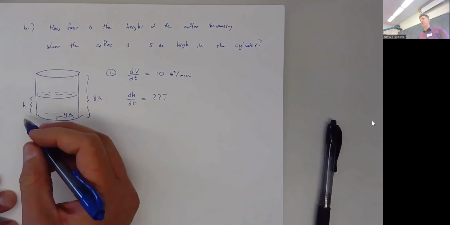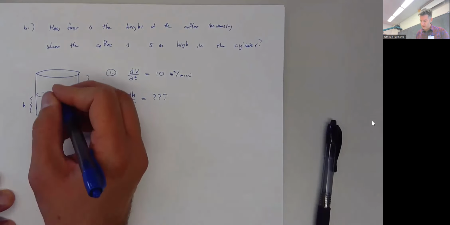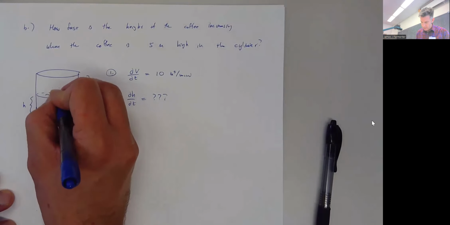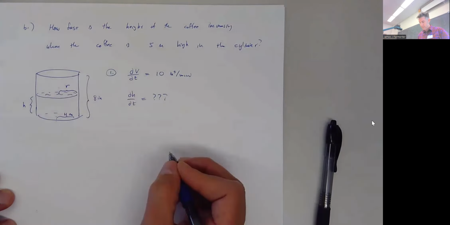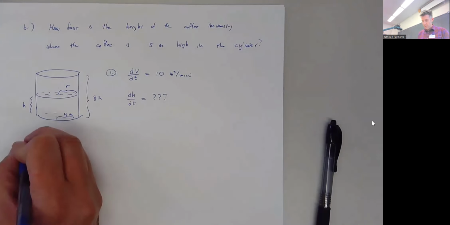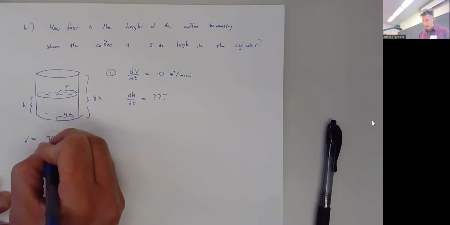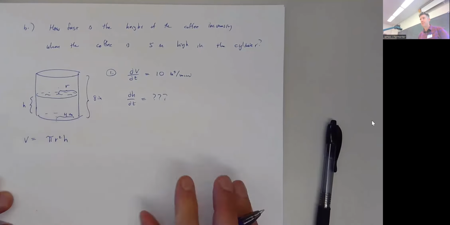Sorry, I forgot. I should have been better about my order here. I should have labeled my picture. And the radius of that cylinder of coffee is R. So the volume of my cylinder of coffee is pi r squared times H.